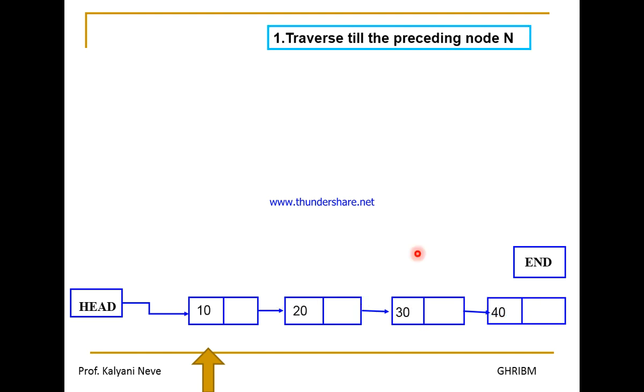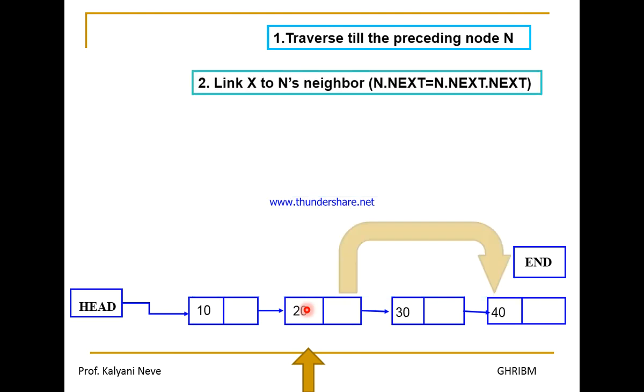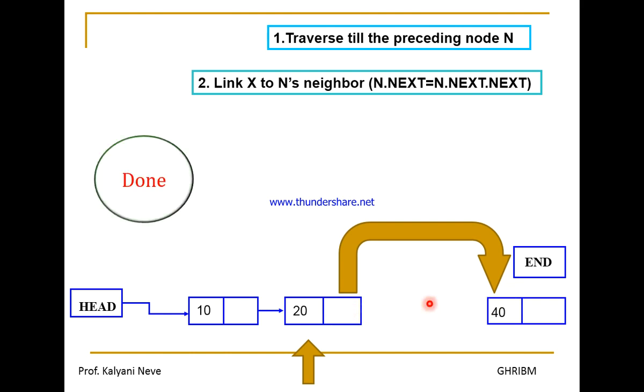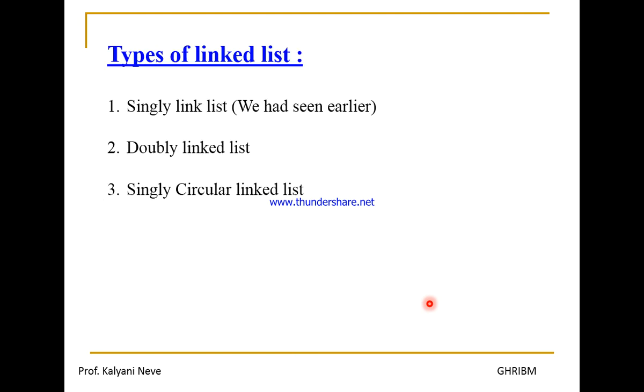Traverse till the preceding node. Which is the preceding node of the 30? This is the preceding node of the 30. Now after traversing, we give the link of the node in which 20 is stored to the fourth node which stores the 40, and remove the link between this. This is done with the algorithm.